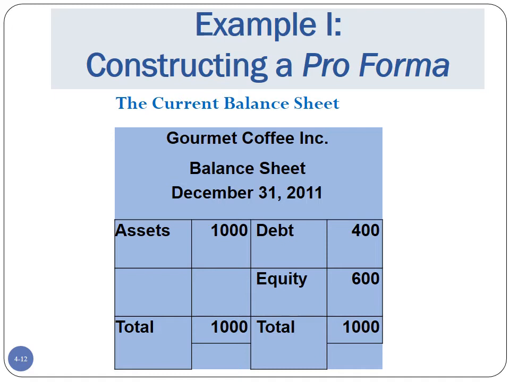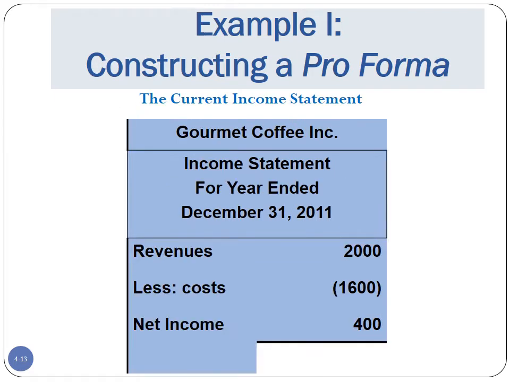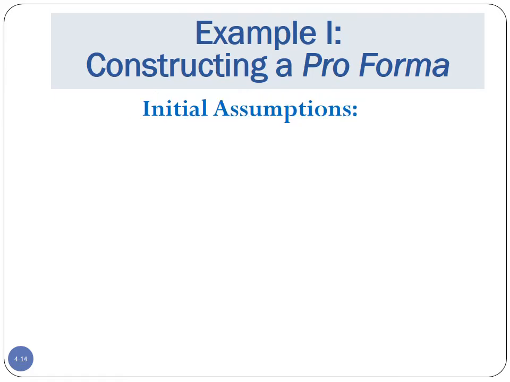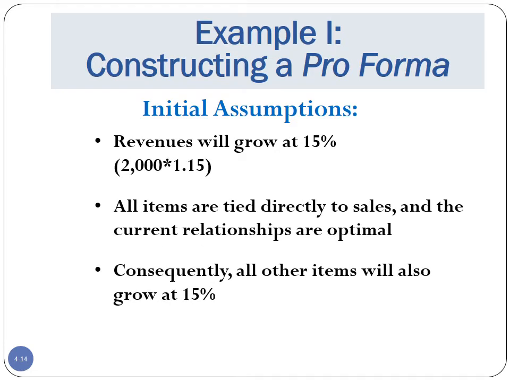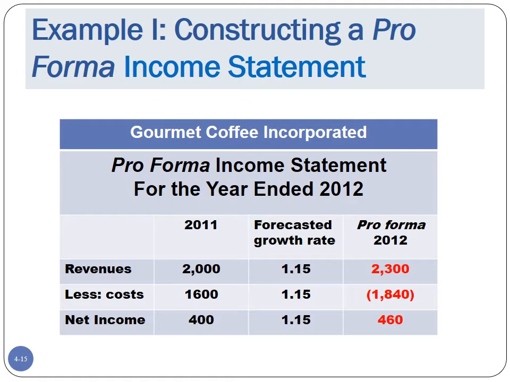We have this gourmet coffee, assets 1,000, debts 400, equity 600 for a total of 1,000. We have an income statement, revenues 2,000 less costs 1,600, and then we have a net income of 400. If we have our initial assumptions set at a revenue growth at 15%, all items are tied directly to sales, and the current relationships are optimal, so we want to maintain those relationships. Then consequently all the other items are offset.